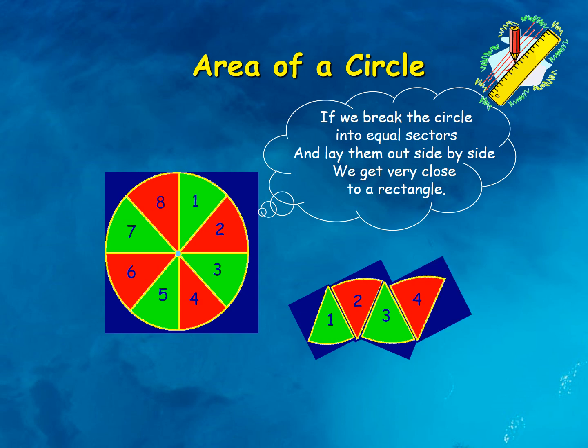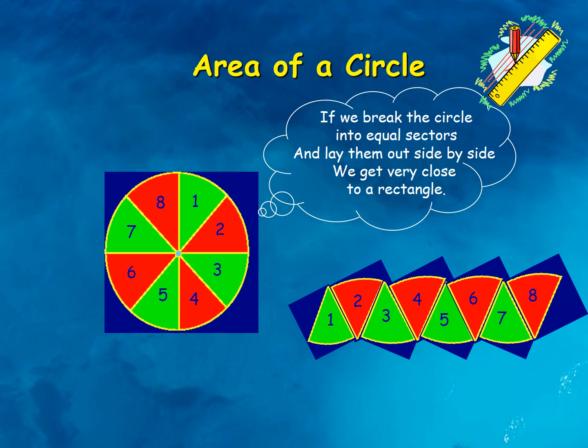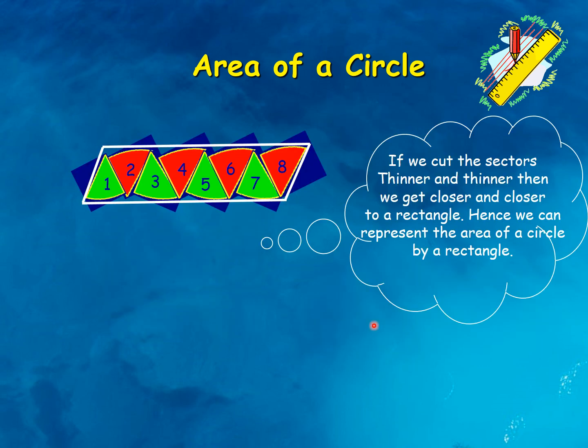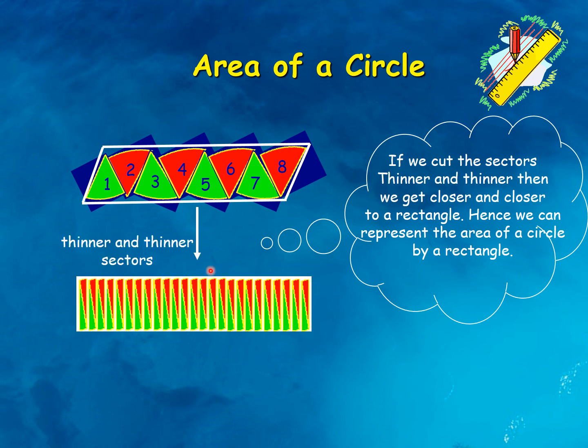So if we break a circle into equal sectors and lay them out side by side, we get very close to a rectangle. Look at this. We divided this circle equally into 8 pieces, and you just keep them like this. This seems like a rectangle, right? So what will this be? Look, if we cut these sectors thinner and thinner, then we get closer and closer to a rectangle. So hence we can represent the area of a circle by a rectangle, with thinner and thinner sectors like this.